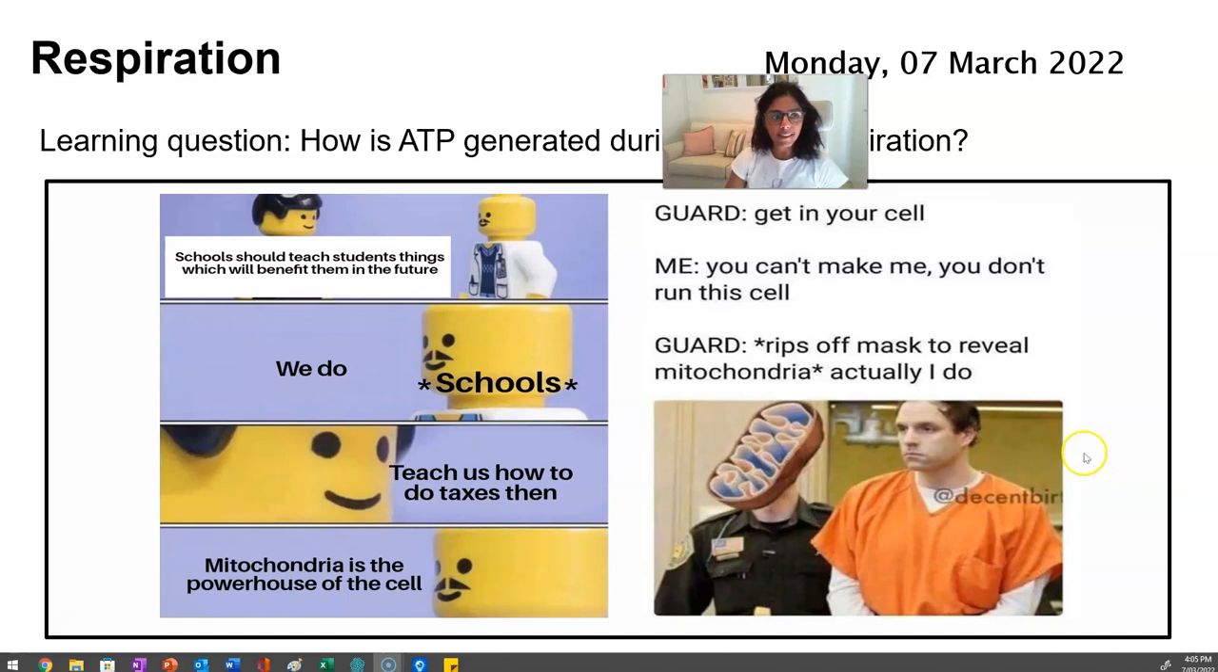Hi everyone. In this lesson we're going to be looking at ATP, what it is, why it's so important, and the locations in the cell where it is synthesized.